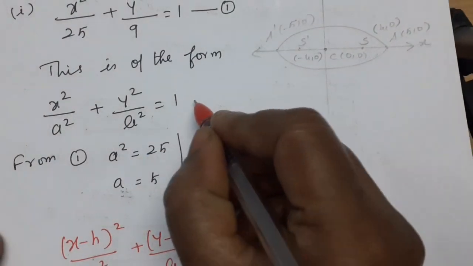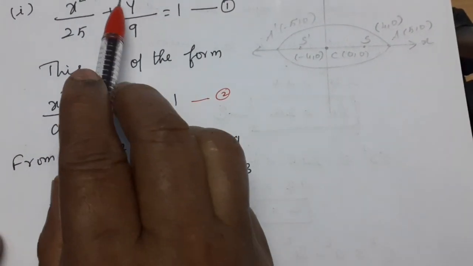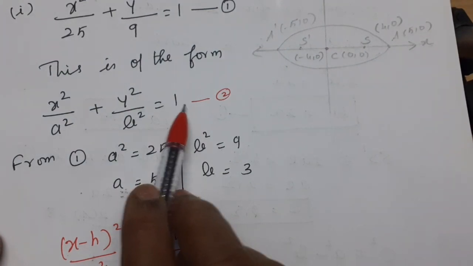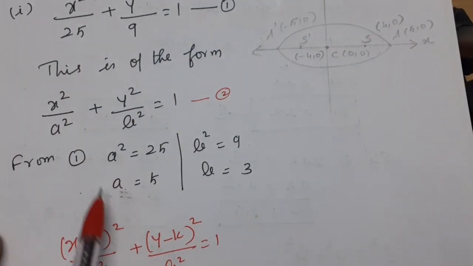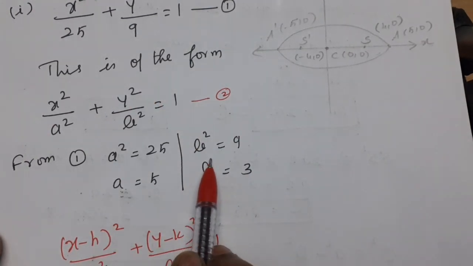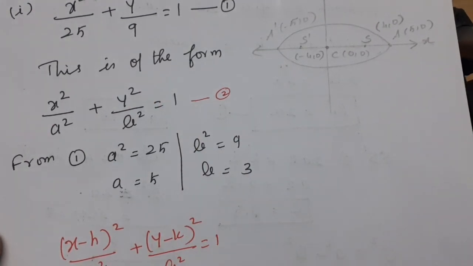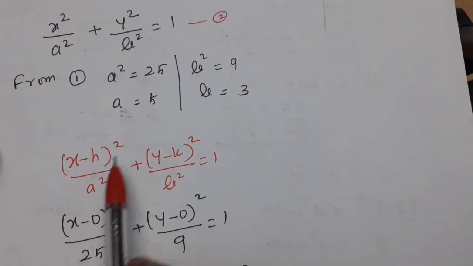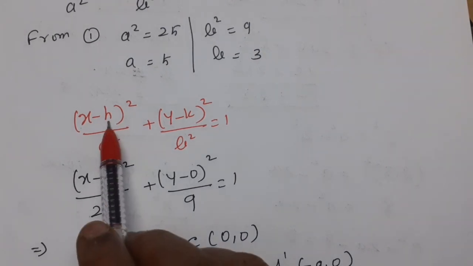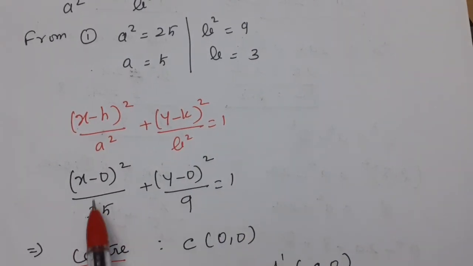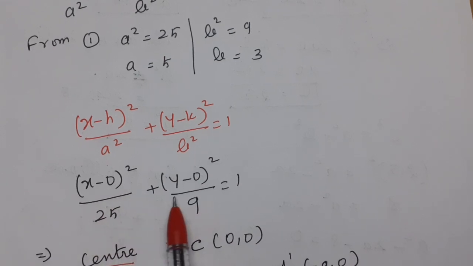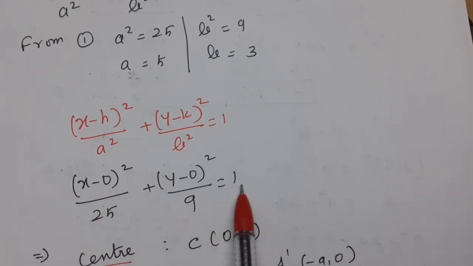Comparing the given question with the standard form of the equation of the ellipse, what is a square? a square equal to 25, so a equal to 5. Next, b square equal to 9, b equal to 3. Otherwise, you can write x minus h the whole square by a square plus y minus k the whole square by b square equal to 1. h comma k is the origin. So x minus 0 the whole square by 25 plus y minus 0 the whole square by 9 equal to 1.